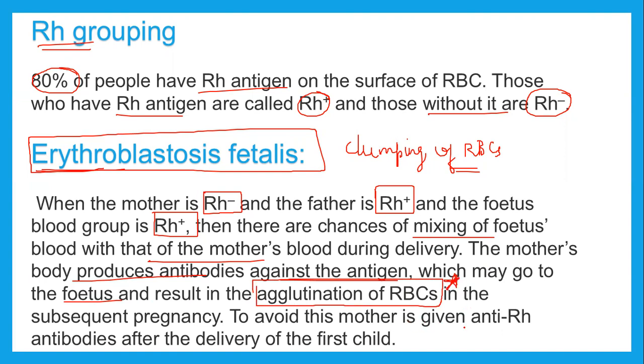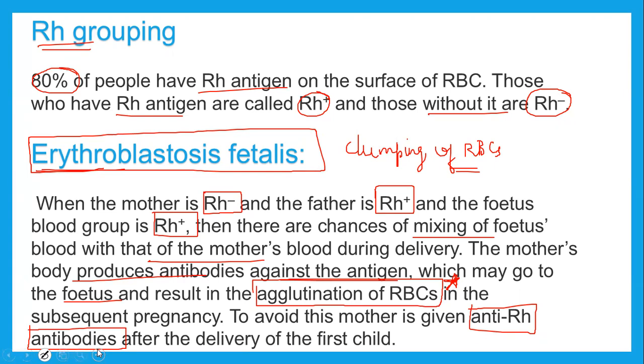To avoid this, the mother is always injected with anti-Rh antibody soon after the delivery of the first child. Even if Rh antigen is present, no anti-Rh antibody will be produced inside the mother's body because she has been injected with an anti-Rh antibody. Clear?